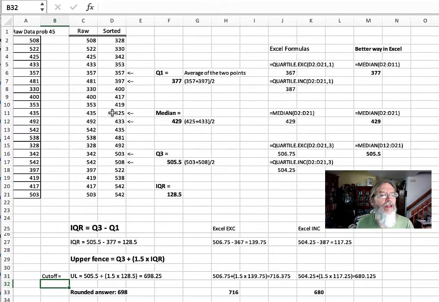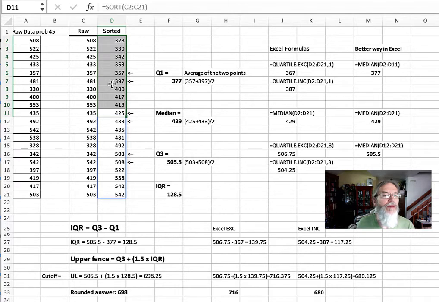Quartile 1 is going to be everything from there to there. So now we've got 10 data points. Again, I want these two middle ones, and I'm going to average them to get quartile 1 right in between. So 357 plus 397 divided by 2, I get 377. Likewise, I can do the bottom half to get quartile 3. All right, so then I've got all these quartiles.